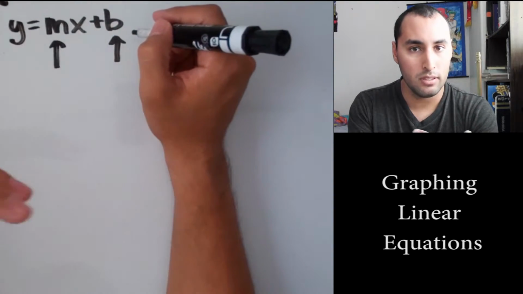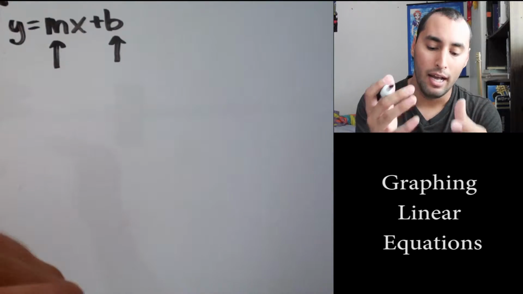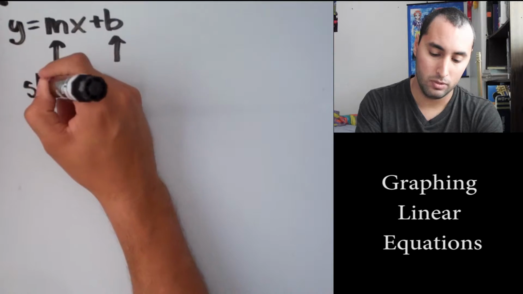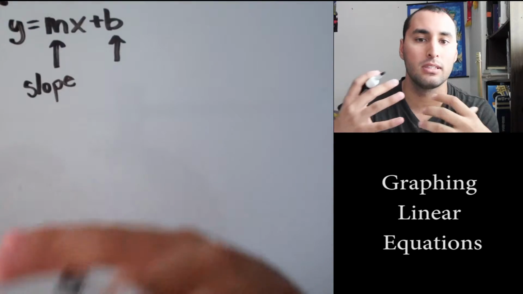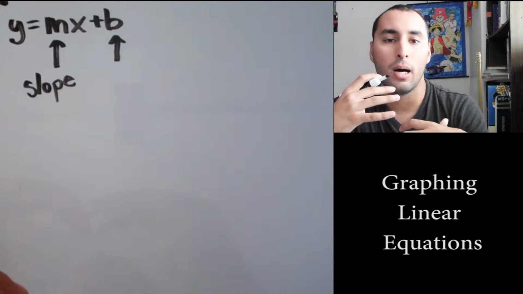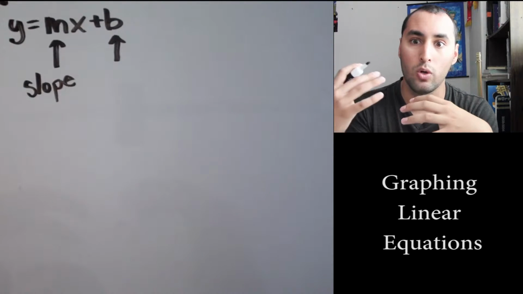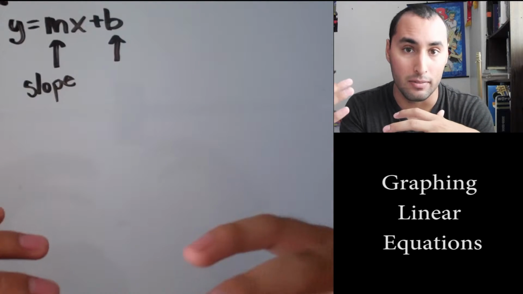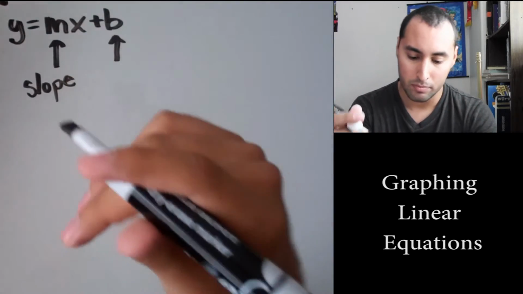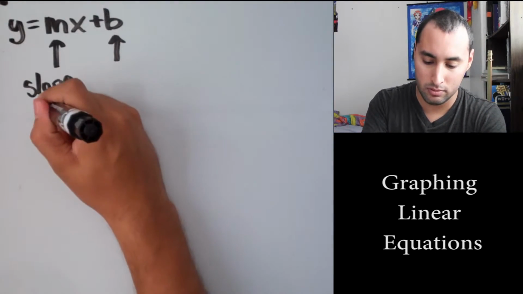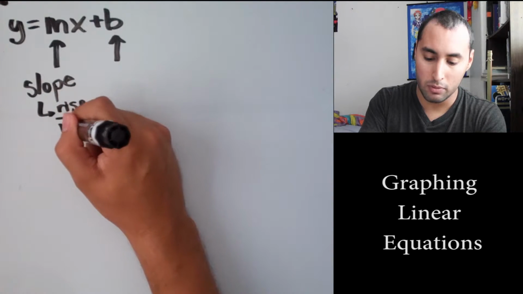Now we need to know what these two things mean, right? So m stands for slope. Slope just means how steep something is. So you can think of going up a mountain, sliding down a hill, or driving on an incline. How fast are we going up and down to get somewhere? So slope is rise over run: how much we're going up and down, and how much we're moving side to side.